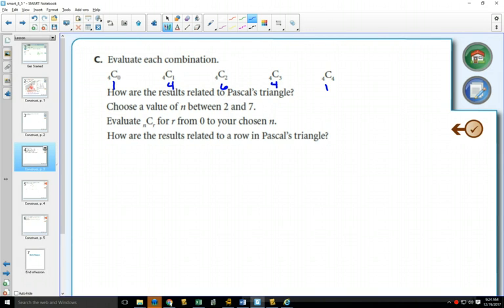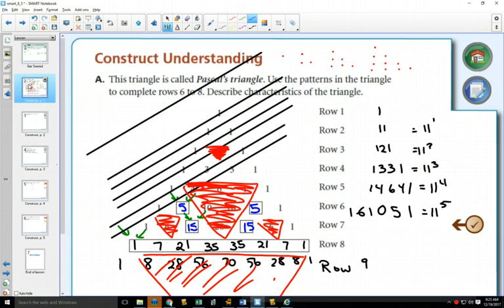These are combinations. Those are 4 choose 0, 4 choose 1, 4 choose 2, 4 choose 3, 4 choose 4. That matches up with one of these rows that we can hardly see anymore: 1, 4, 6, 4, 1.